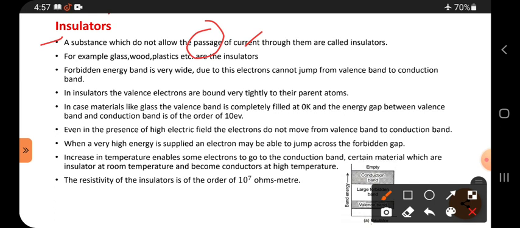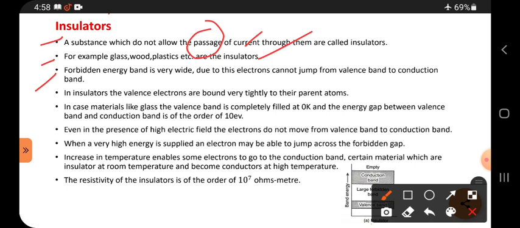Electricity means current. For example, what are the insulators? Glass, wood, plastic. I have written only three, but there are many insulators. These are a few examples. In insulators, the forbidden band is very wide. What is the forbidden band? It was already explained in the band theory of solids, so please watch that video.